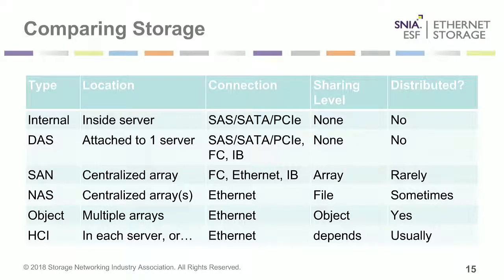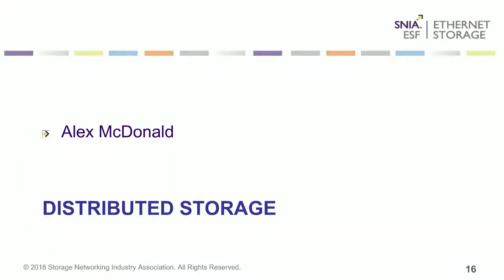And then in terms of distributed, we see that, again, internal and DAS are never distributed. SAN can be, but it's not very common. NAS could be if you have scale-out NAS, and Alex can talk a little bit more about that. Object is usually distributed, the way it's designed, object storage. And hyperconverged might or might not be distributed depending how it's set up. Some hyperconverged systems actually can still use centralized storage.